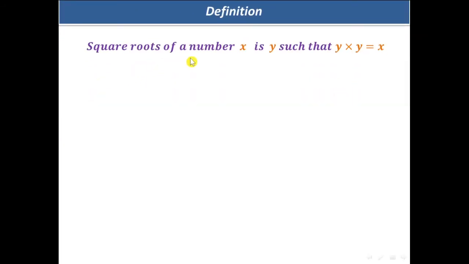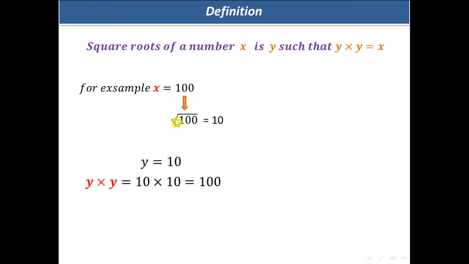Definition: the square root of a number x is y such that y multiplied by y is x. Of course, y is under the square root. For example, when x equals 100, the square root of 100 is 10, just like when y equals 10.